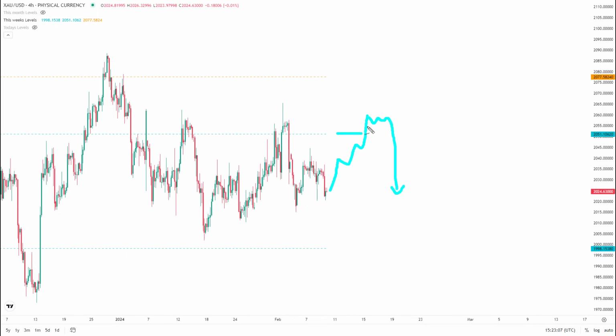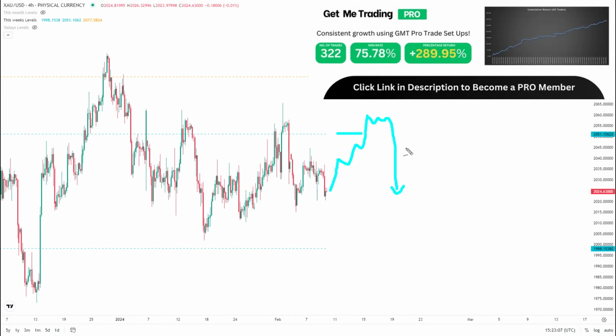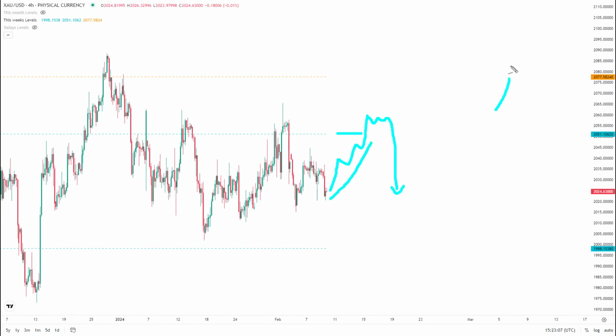So if we pull back and we breach the 2051.10, this is going to be an area I'm going to start to look for a potential reversal. And of course, this is going to be based on US dollar strength. And again, if we get kind of a non-event on CPI and we just start to see gold breaking down intra-week, you can look for those follow-through trades down to the 1998.15.